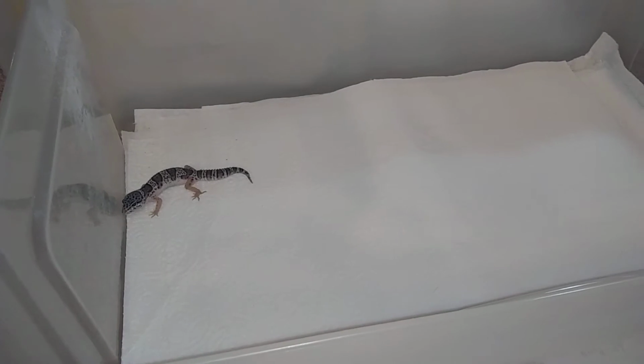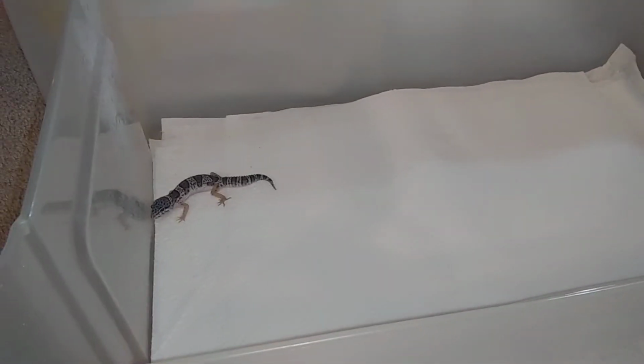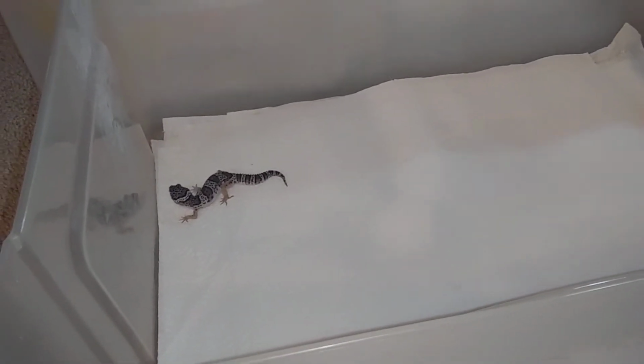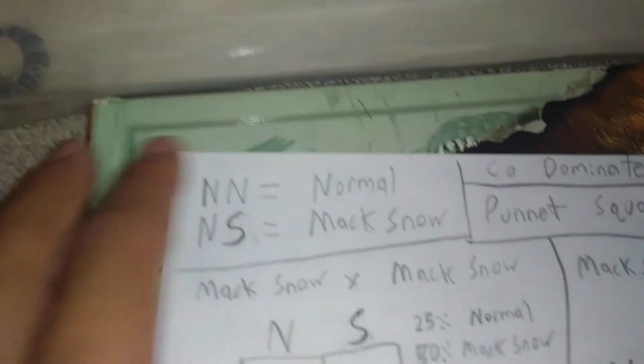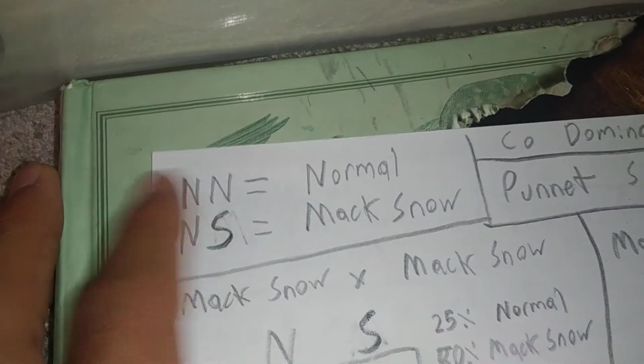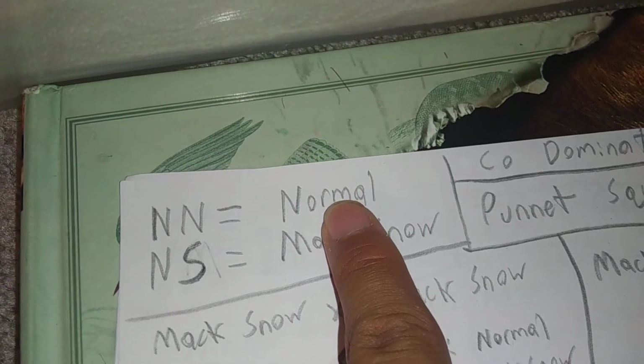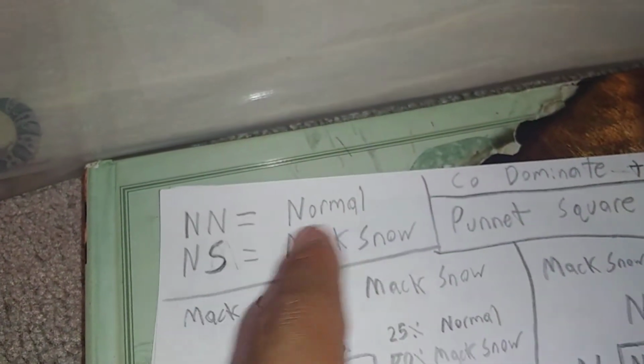But yeah, let's get into some genetics. As I was saying, the Mack Snow is a co-dominant, which acts completely different from a recessive. If you did watch the other videos on Tremper albinos, Bell albinos, and blizzards, you know how a recessive acts. I'll probably be doing more recessive videos in the future, but this week I just wanted to get to a Mack Snow and some co-dominants. So let's start with this. Here, NN is going to represent a normal leopard gecko, and NS is going to represent a Mack Snow.